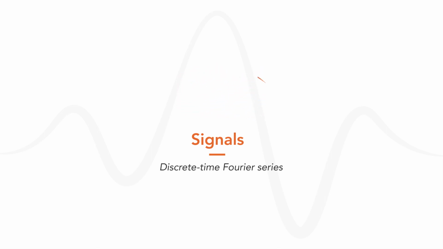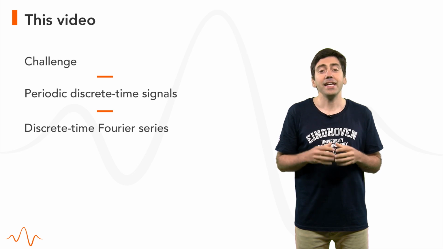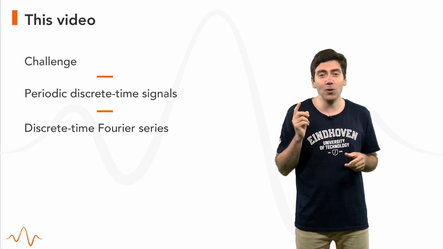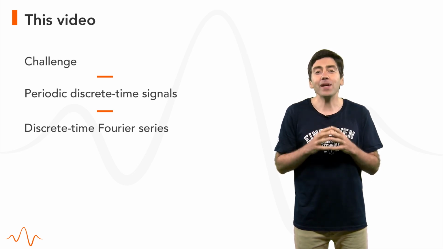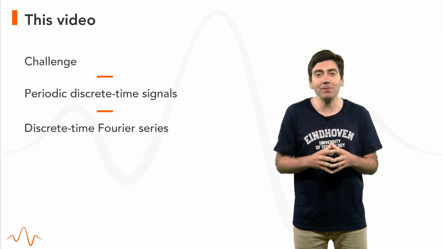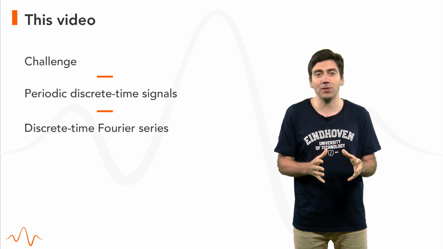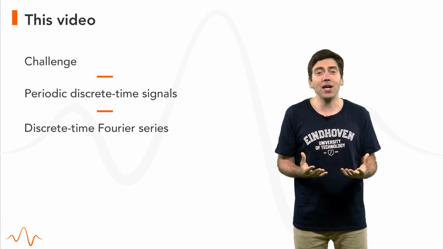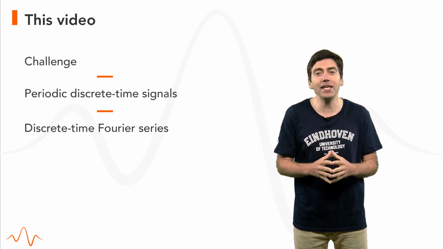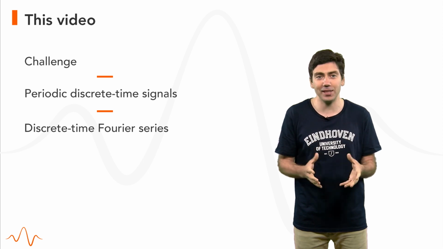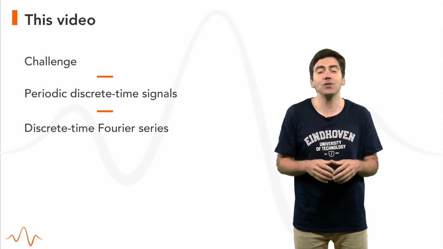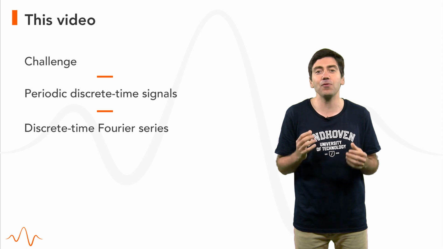Picking up good vibrations. In this video, we start with a small challenge for you. Can we express a periodic discrete time signal as a weighted sum of sines and cosines plus a constant term? To answer this challenge, we'll have to analyze carefully the class of periodic discrete time signals. And our findings will lead to the discrete time Fourier series.